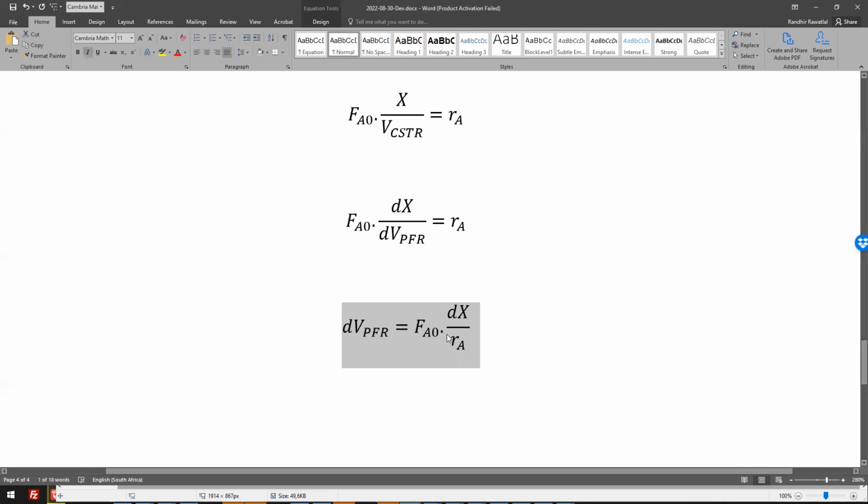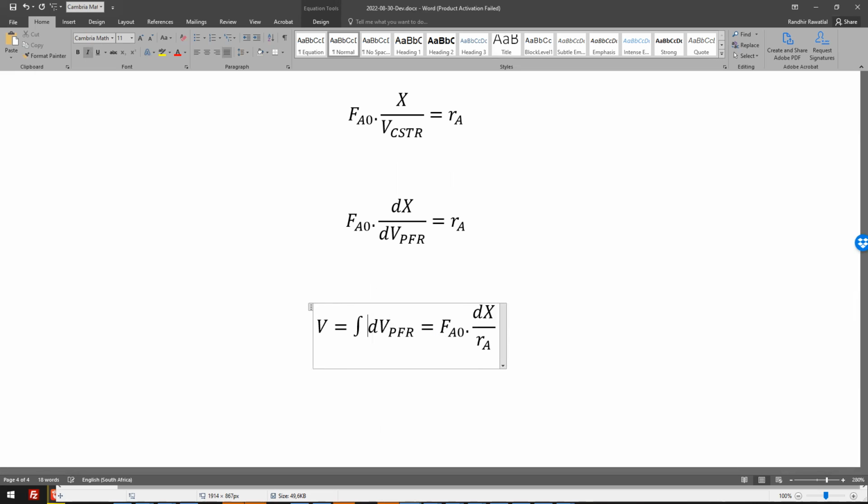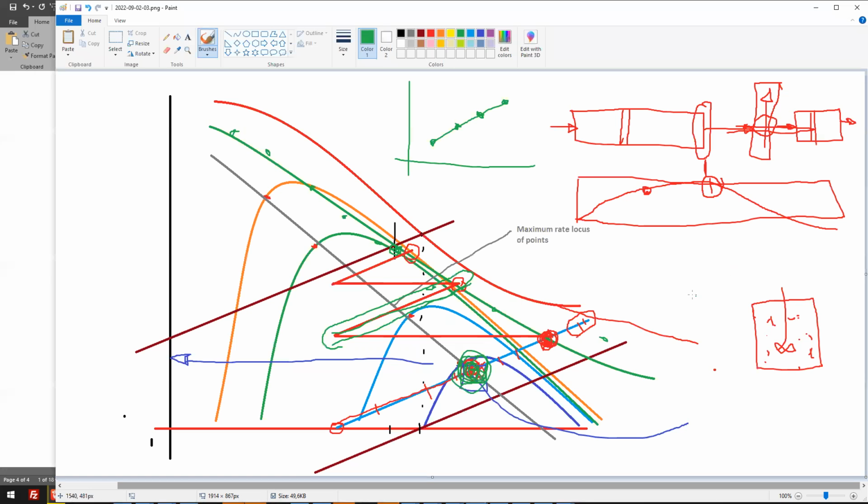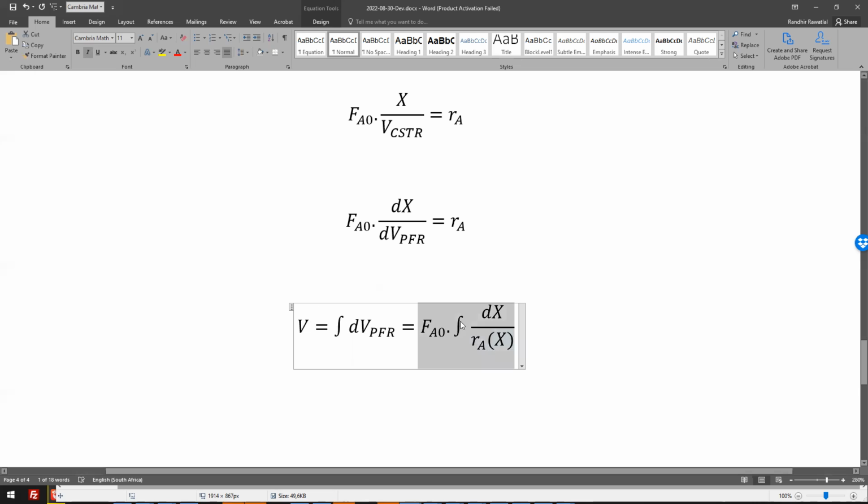And so the volume of the PFR that we need is going to be the integral over all this. So that's equal to the integral of this. And of course, RA is a function of X here. So we need to do this integration for us to estimate the required volume for this PFR. And we can say that's the required volume to stop at this point. So that's how we determine the volume for us to reach a specific end conversion.